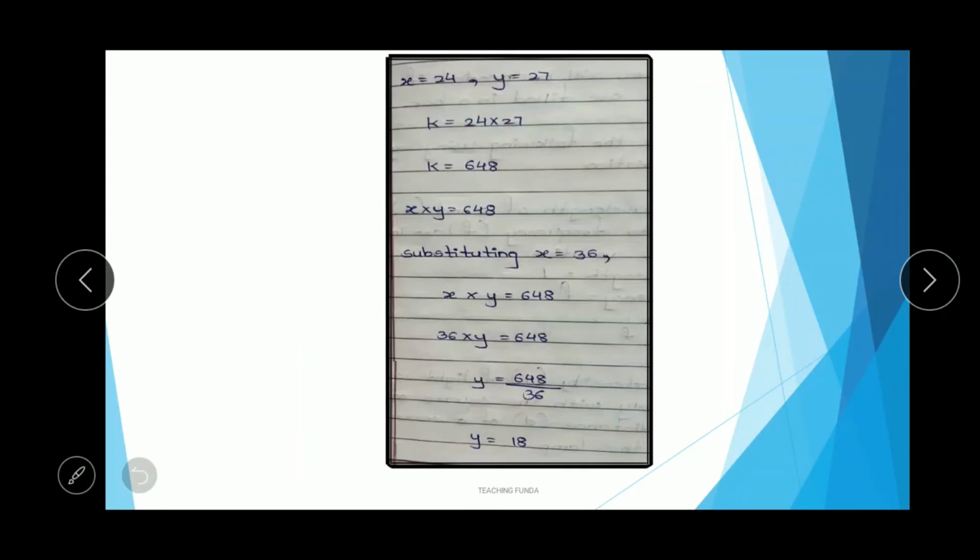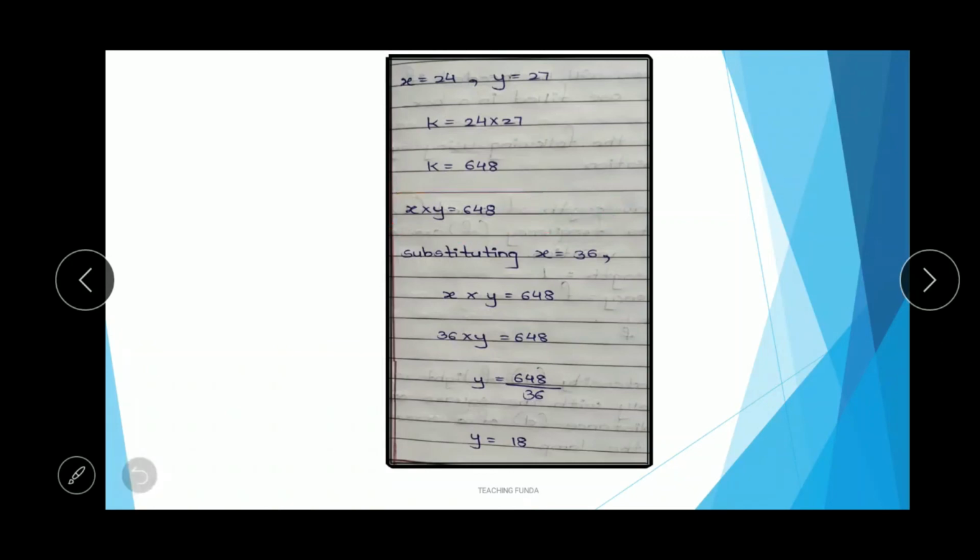Now here you have to find out the k. x is equal to 24 and y is equal to 27 given. So the value of k has to be found out. x into y formula is there. 24 into 27, 648 is the k. Now, what is the equation of variation here? This is your equation of variation. Understood? x into y is equal to 648.